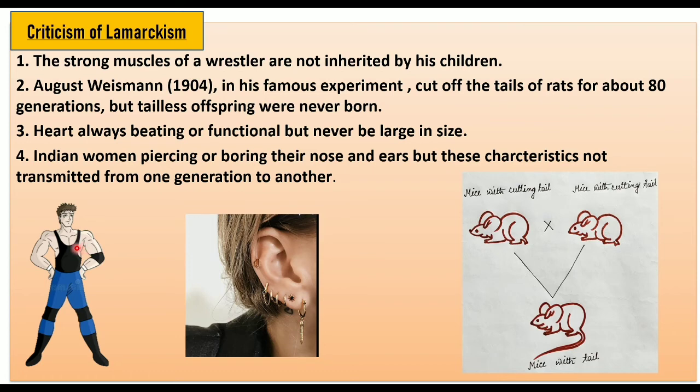the acquired characters are not always transferred, and this criticizes Lamarck's theory. August Weismann, in his famous experiment, cut off the tails of mice for about 18 generations, but tailless offspring were never born. Always the mice were born with tails. So this also does not support Lamarck's theory, because Lamarck says that characteristics gained by an organism in its lifetime are transferred. These mice were without tails, but how do their offspring come with tails? So this does not support Lamarck's theory.